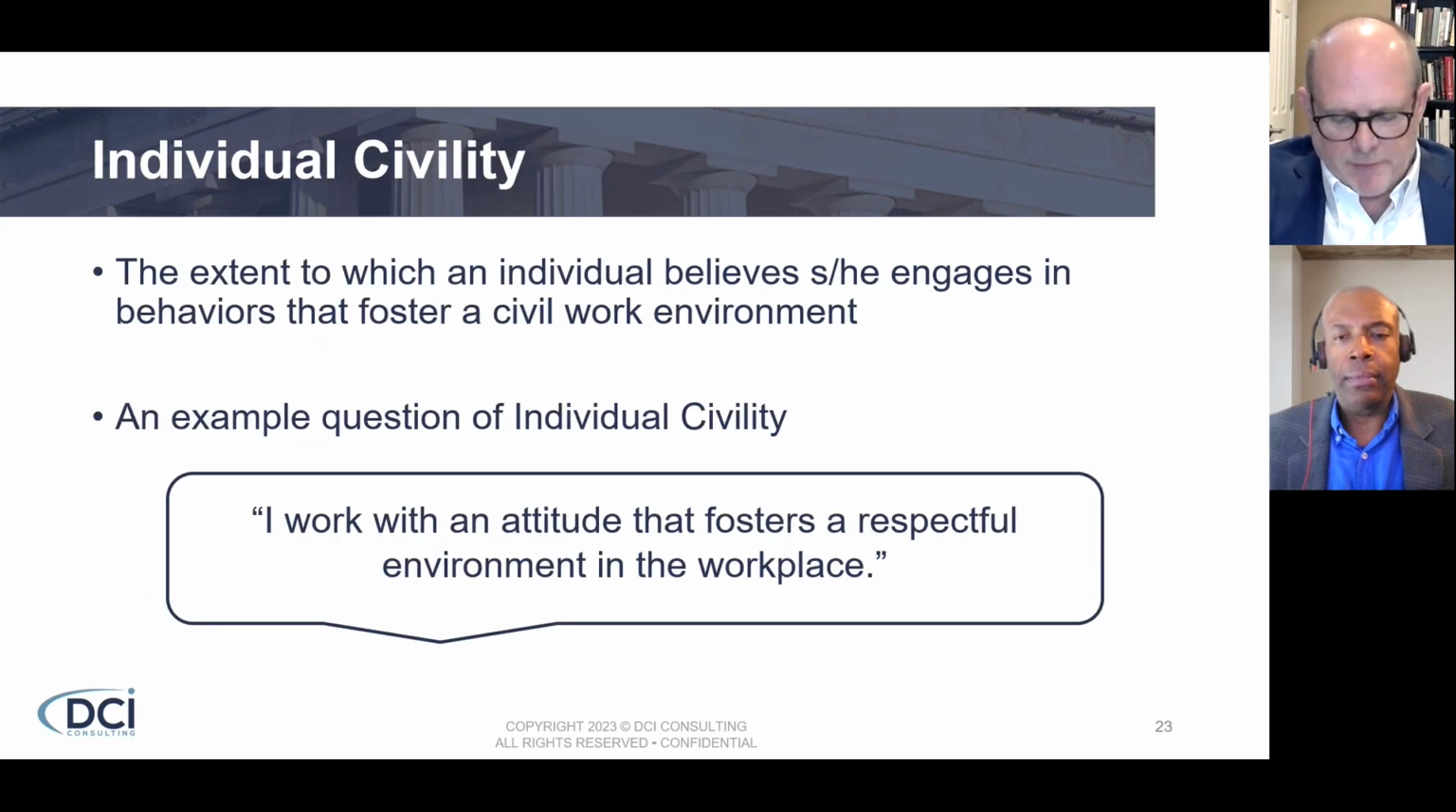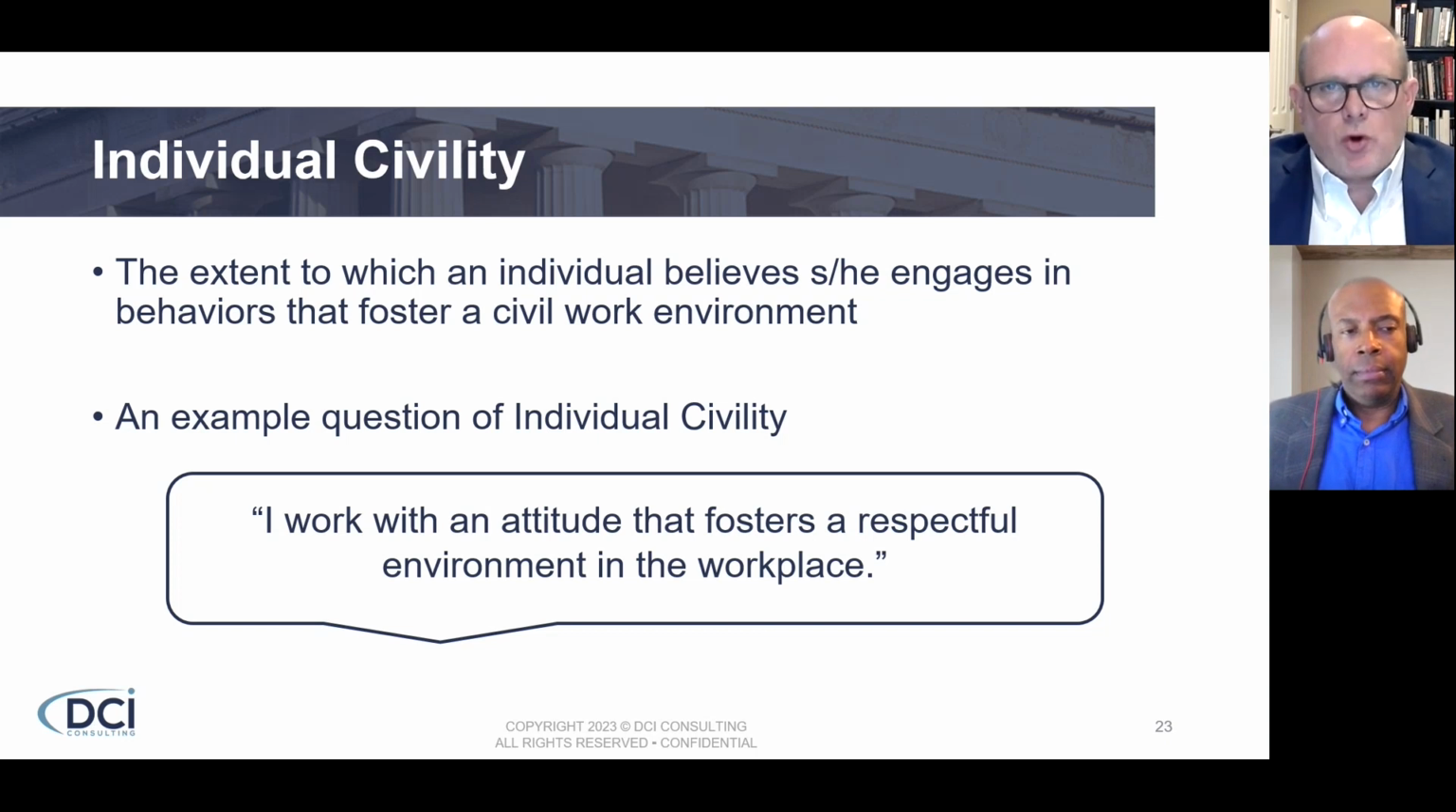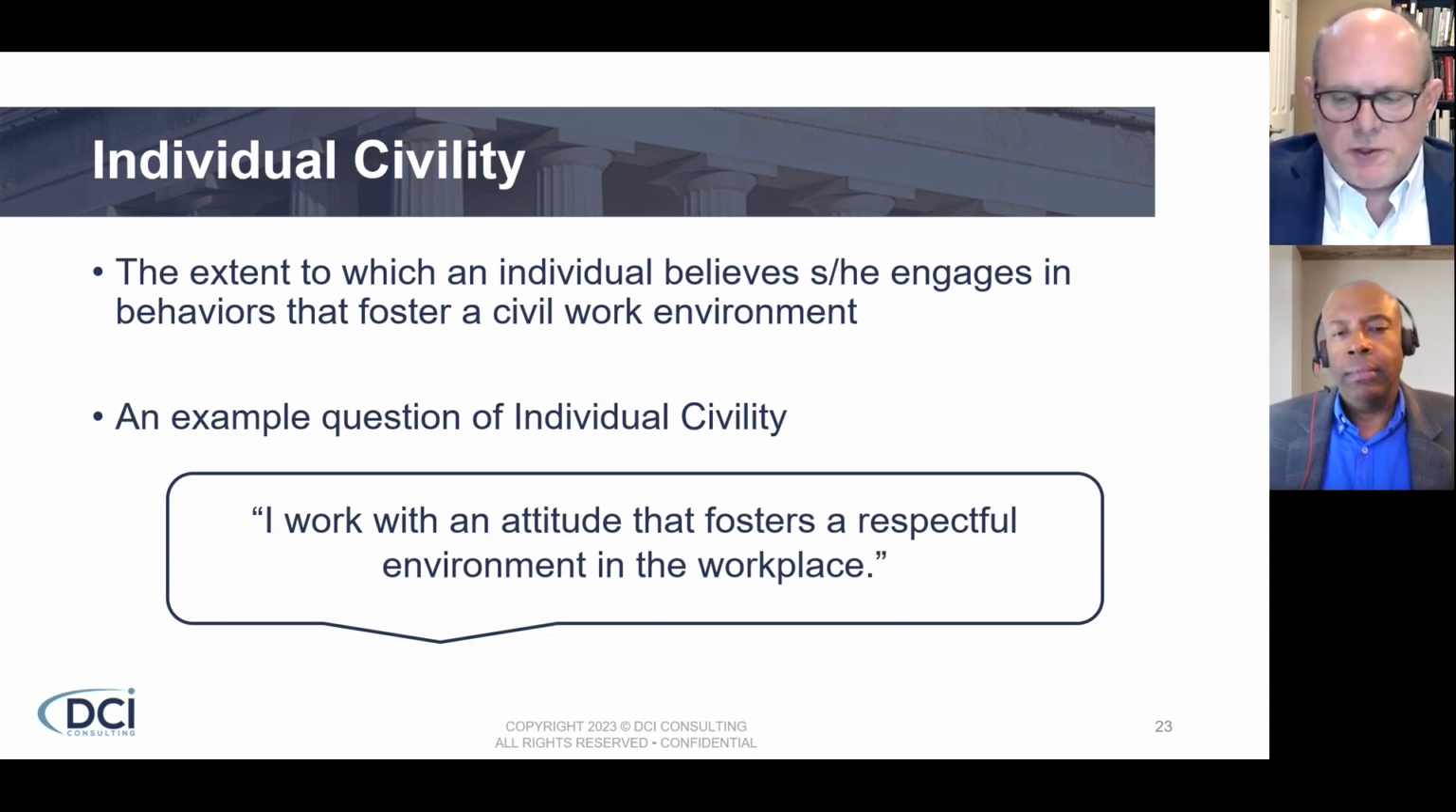Here's a definition of individual civility. It's the extent to which an individual believes he or she engages in behaviors themselves that foster a civil work environment. I can't give you all 30 questions, but I can give you an example of each. An example question of individual civility is, "I work with an attitude that fosters a respectful environment in the workplace." That is a question that comprises that individual factor. You can see the word I in this question, how that goes back to the individual and what the individual does to contribute or perhaps not contribute to a respectful work environment.